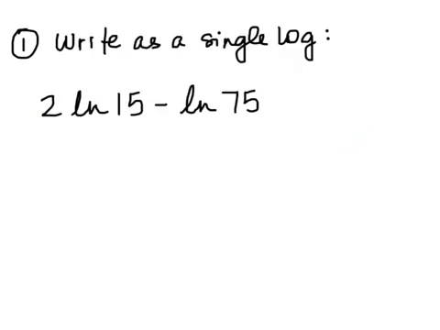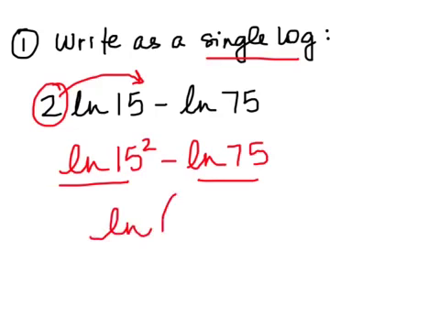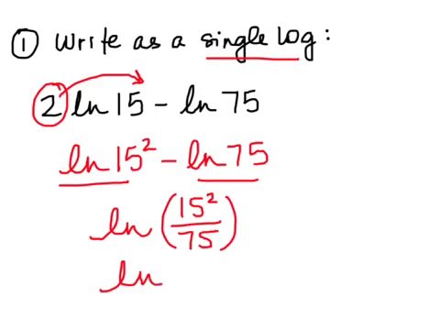Because ln is a log, it has all the same properties that all the other logs do, and so we can do things like write multiple logs as a single log. We can do things like the power rule, where we can move something that's being multiplied in front of the log and put it as the exponent on the log. We can also take these two separate logs that are being subtracted and make it one log being divided. And if you work out 15 squared divided by 75, it actually comes out nice to ln 3.